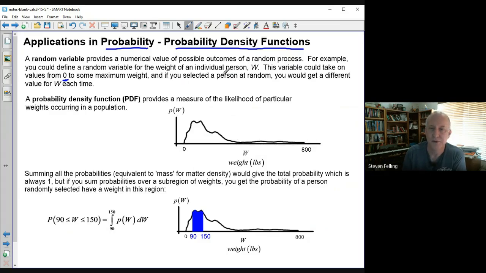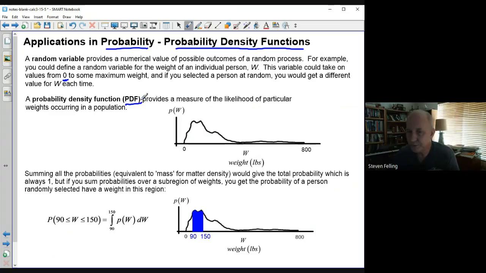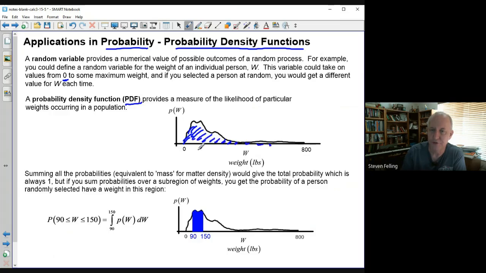Okay, so a probability density function, which is sometimes abbreviated PDF, is a measure of the likelihood of a particular weight occurring in a region. Right, so the height of this function represents how likely different weights are to occur in a population. And if you were to sum the area under this probability density function for all possible values, the integral of a PDF over its region is always 1, because all the probabilities add up to 100%.